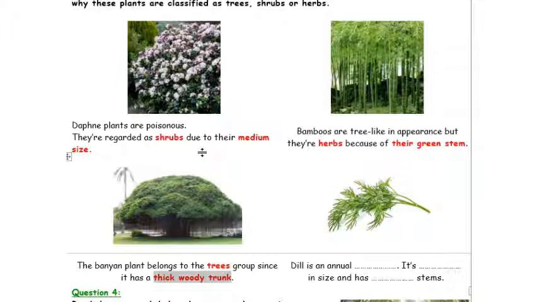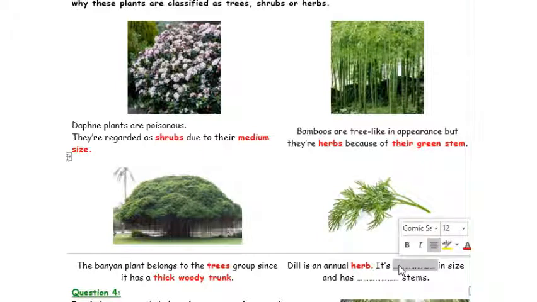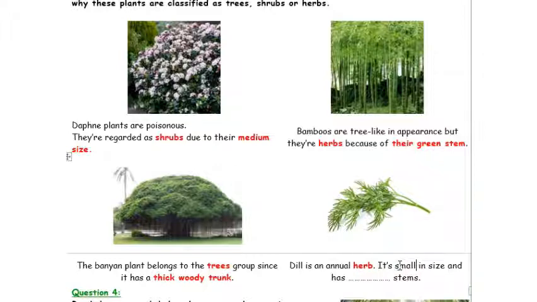Dill is an annual what? Look at the dill plant. Is it a herb, shrub, or tree? Excellent, it's a herb. This is an annual herb. It is what in size? Is it small, medium, or large in size? Small. Good job. And how is the stem of the dill plant? Look at the stem. It has green stems, right?